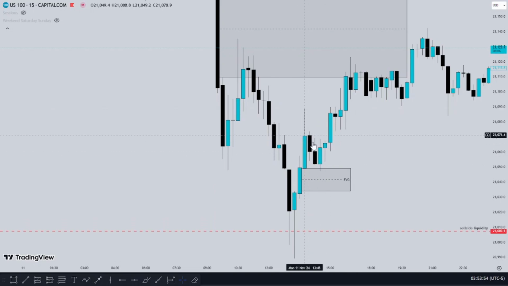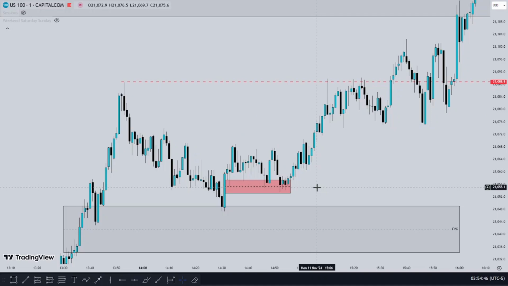So on the 1 minute, we saw a shift in structure. We took a trade, anticipating price to run to this high. Now let's go down to the 1 minute. On the 1 minute, you can see the retracement to the fair value gap. Here's the 15-minute fair value gap. After price traded to the fair value gap, you can see a shift in structure, leaving a 1 minute fair value gap. Now this 1 minute fair value gap was actually where we took the trade.